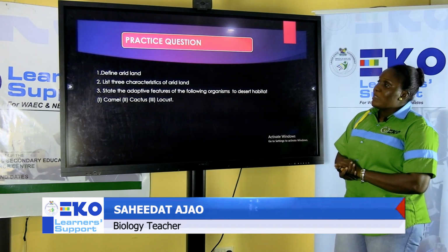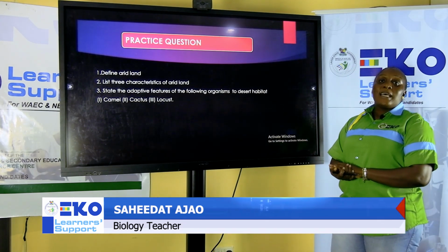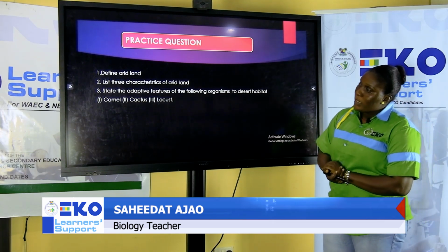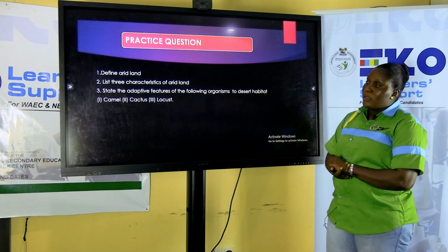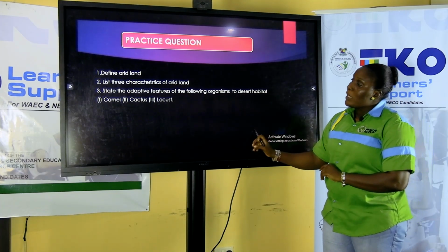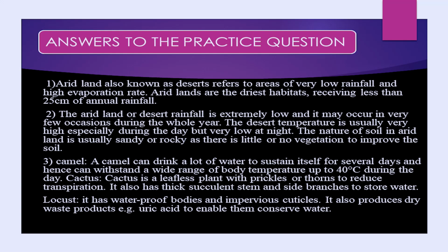The next question says, state the adaptive features of the following organisms to desert habitats. Organism 1 is the camel, organism 2, cactus, and 3 is what? Locusts. So let's take it one at a time. The camel has a thick skin. It can drink a lot of water to sustain itself for several days and can withstand a wide range of body temperature up to 40 degrees Celsius during the day.